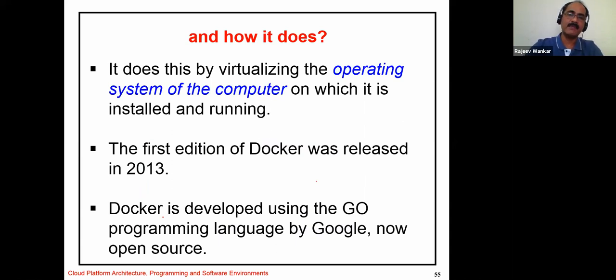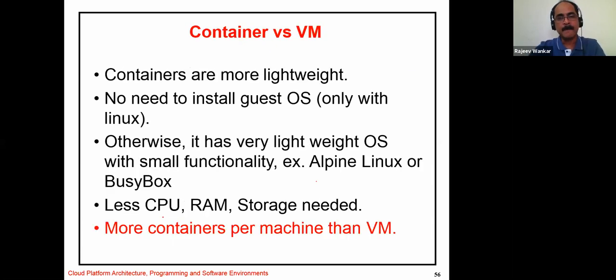One of the first versions, if you look into the history, was released some 8 years back, in 2013, and then it evolved over the period of time. So Docker is developed using the Go programming language by Google, and now it is open source. So one of the first things, once you go from here, for those who do not have an account on Docker, you have to create an account on Docker and start working on that.